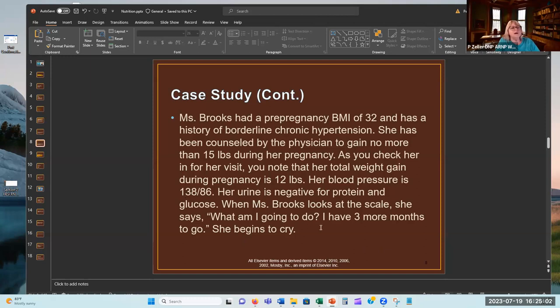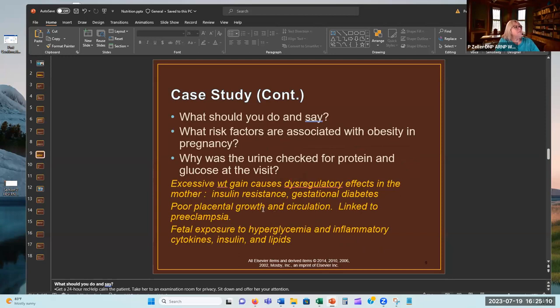She says, what am I going to do? I have 3 more months to go. And she begins to cry. What is your response going to be? What should you say to her? What are some things that you could say? The answer is not here. What kinds of things could you say to her?